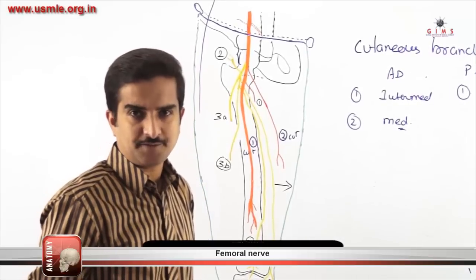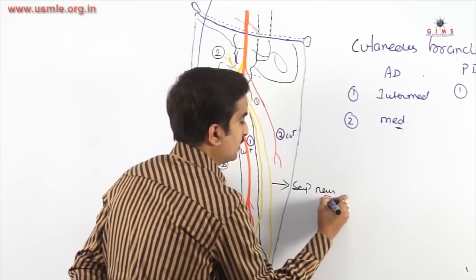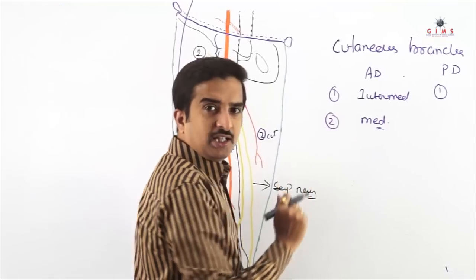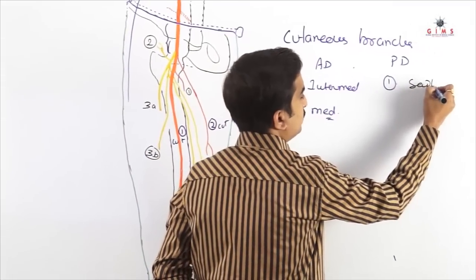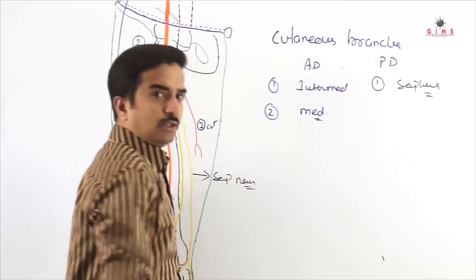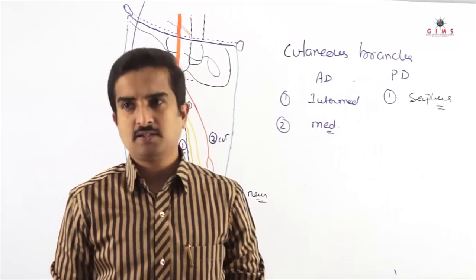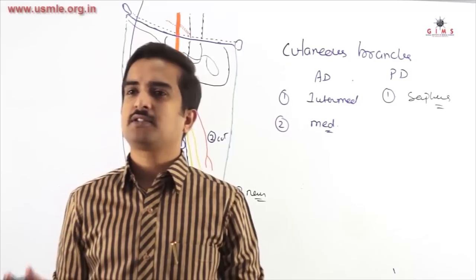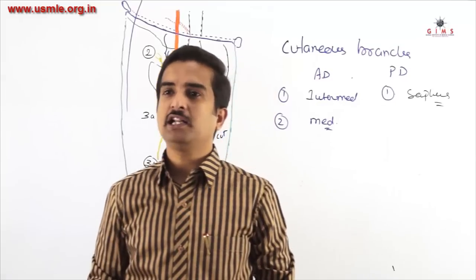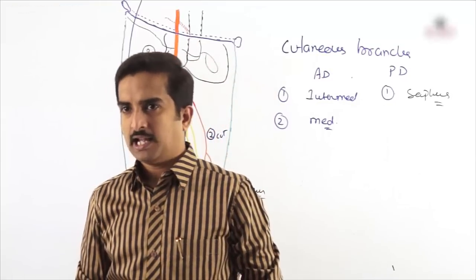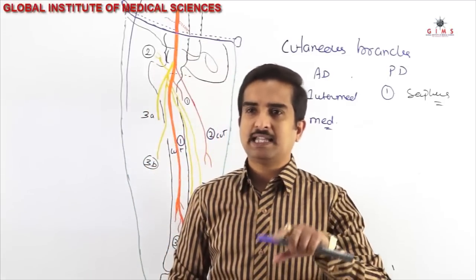So this is the cutaneous nerve given off by the posterior division of the femoral nerve. This is the saphenous nerve. So the posterior division gives off a cutaneous nerve called the saphenous nerve. So totally there are three cutaneous branches. The anterior division gives two cutaneous branches, that is the intermediate and the medial cutaneous nerve of the thigh, and the posterior division gives off only one cutaneous branch, that is the saphenous nerve.